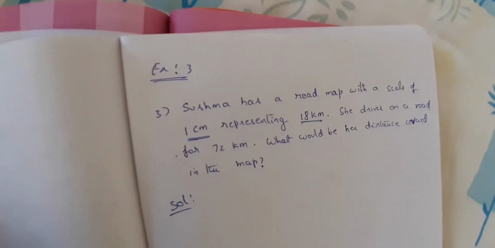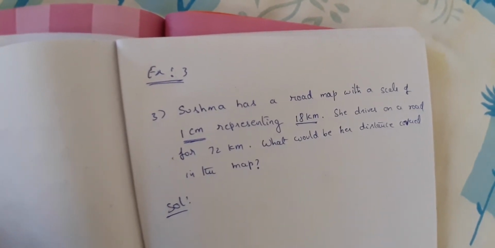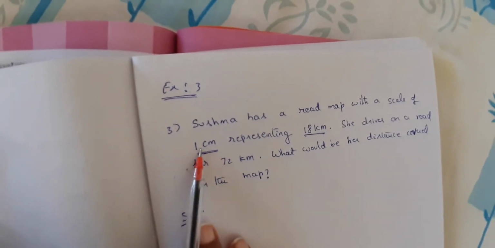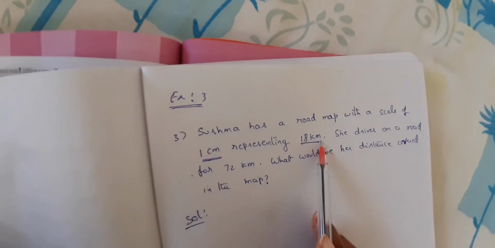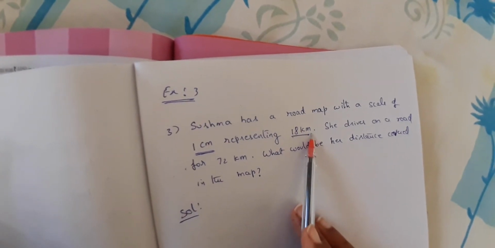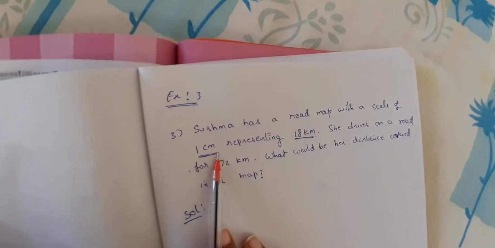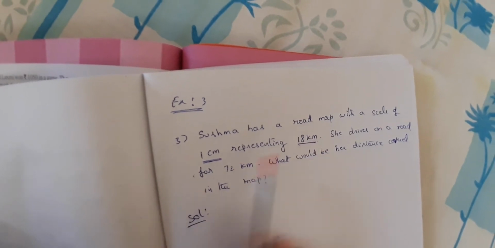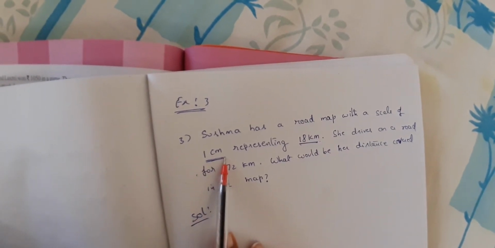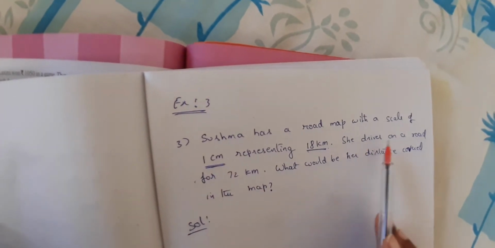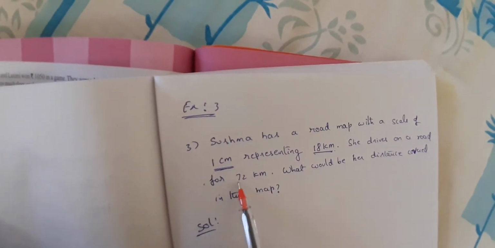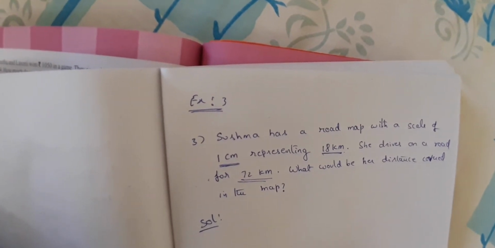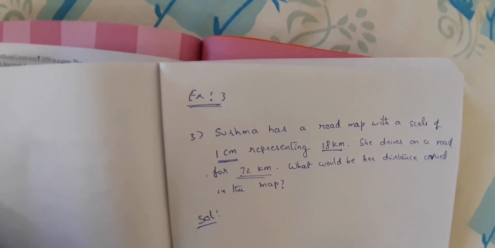So here similarly Sushma is using a road map. What is the scale of the map? The scale says that 1 centimeter in the map is equal to 18 kilometers on the road. So if you cover 18 kilometers, on the map you would have moved by 1 centimeter. Now she drives on a road for how much? 72 kilometers. Now she drove the car for a distance of 72 kilometers.